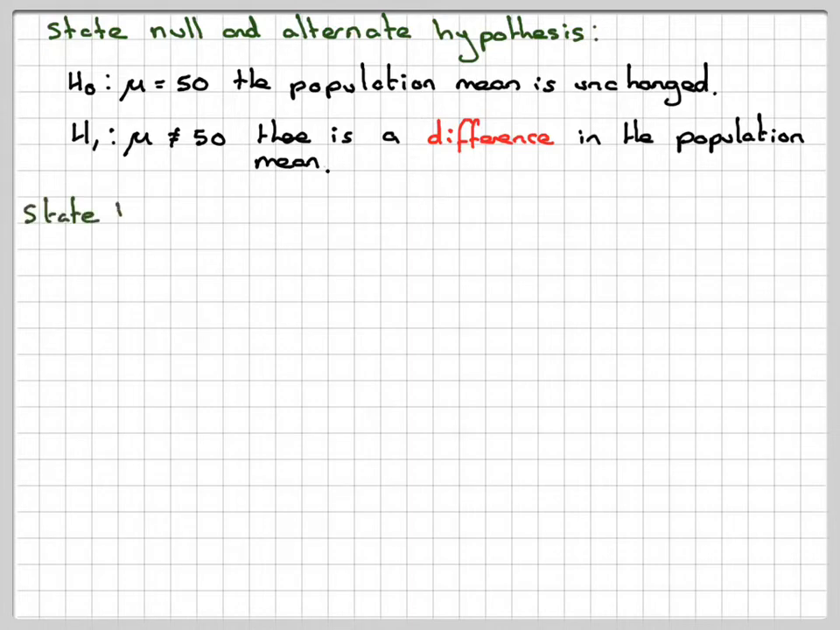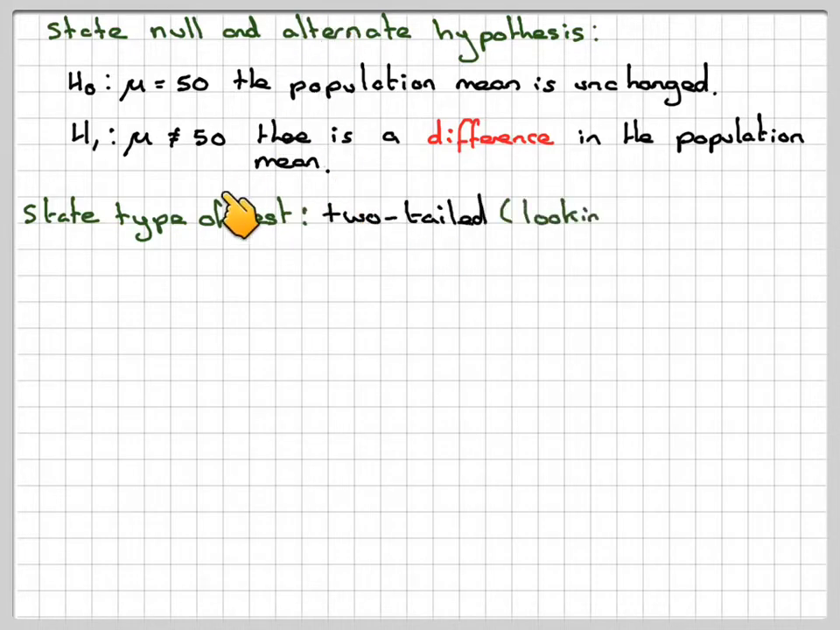So this has an implication for the type of test. You have to state the type of test, which is two-tailed. Now the bits in green you don't have to actually write, but it's just to help you understand. We're looking for a difference, so therefore we use a two-tailed test.